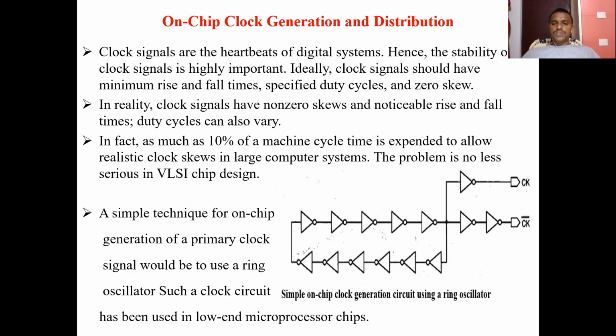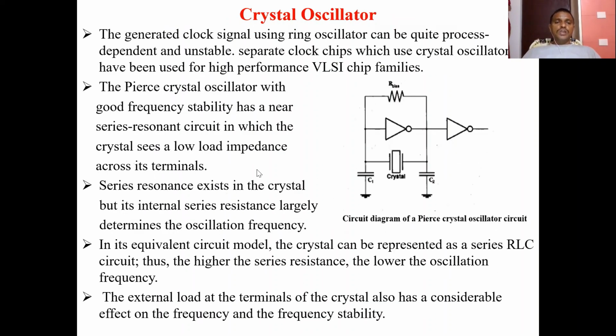It is a simple circuit, nothing but a ring oscillator. We have some limitations for this ring oscillator, which is used in low-end microprocessor chips. We can avoid that by considering different methods of generation. So we'll go with the next one, the crystal oscillator. It is a very stable frequency generator.